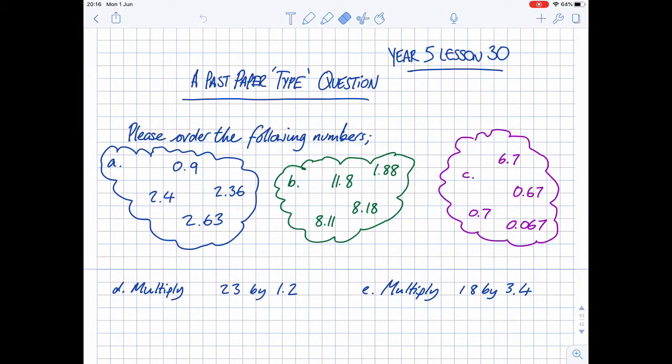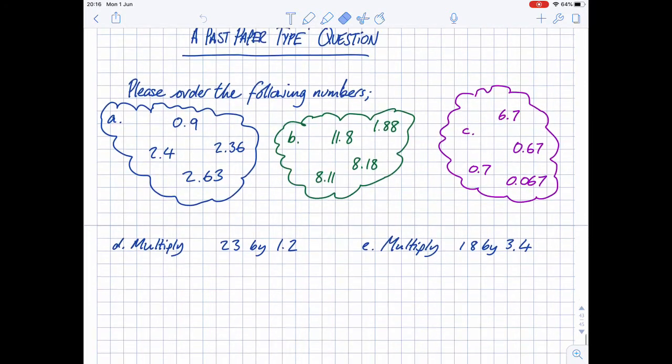Similar to the last lesson, again, past paper type questions when you're being asked to order numbers. You need to use the method that you used for lesson 29. And then D and E, I've asked you to multiply a number by a decimal. If you've been shown how to do this, fantastic. If you haven't, have a go, and then we'll go through the answers at the end.